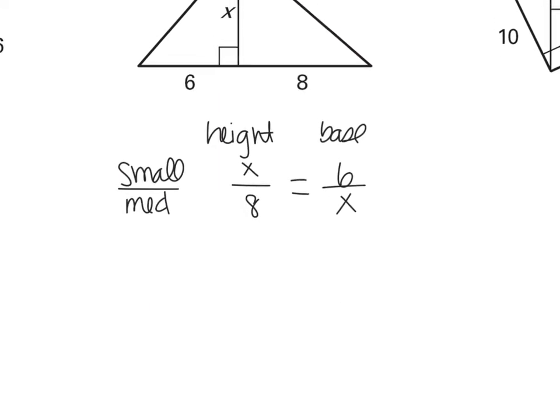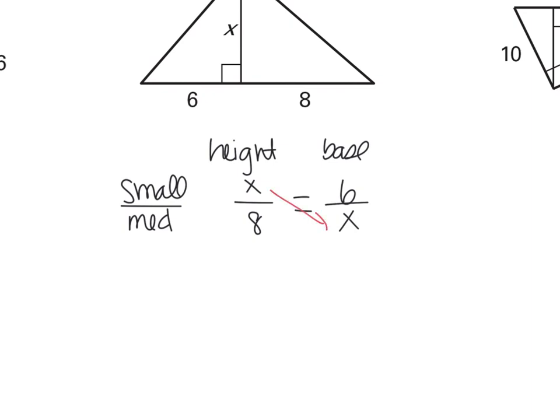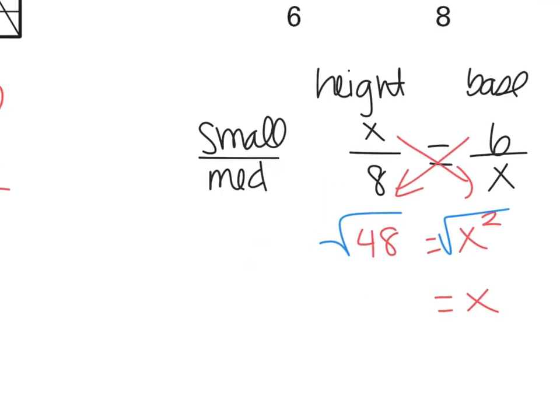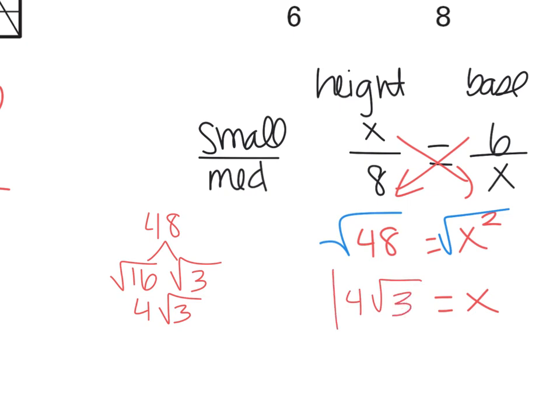Okay, now let's go ahead and solve it. We're almost done. So 6 times x is 48, and x times x is x squared. Then you would need to take the square root of both sides to get rid of that squared on the x. 48 is not a perfect square, so we need to break up 48 into the square root of, if you remember, we already did this once, 16 and 3. So that becomes 4 square roots of 3. So that is what x equals.